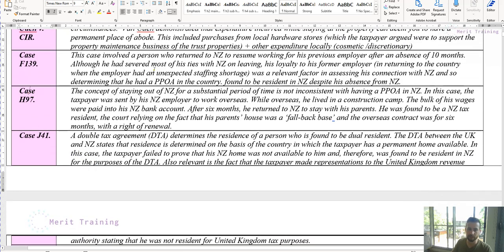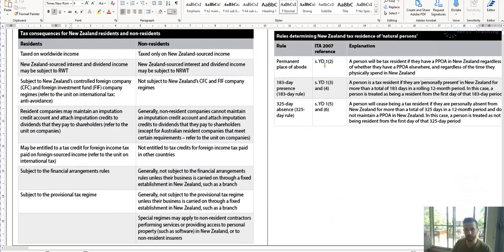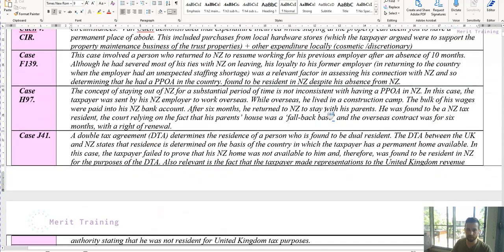Next case is Case H97. The concept of staying out of New Zealand for a substantial period of time is not inconsistent with having a PPOA in New Zealand. So basically, just because you're outside of New Zealand for a long period of time doesn't mean that you don't have a PPOA in New Zealand. This feeds back to the rule we talked about up here: ultimately the key factor is whether you have a permanent place of abode. If you have a PPOA here, then this timing thing doesn't really matter, which is what this case is saying as well. Even if you spent most of your time overseas, if you've got a connection to New Zealand, then you've got a PPOA.